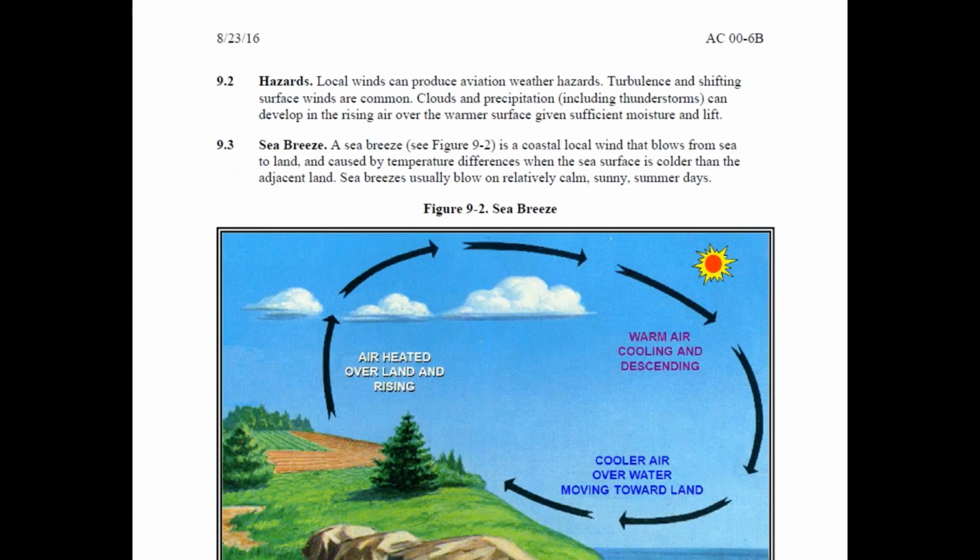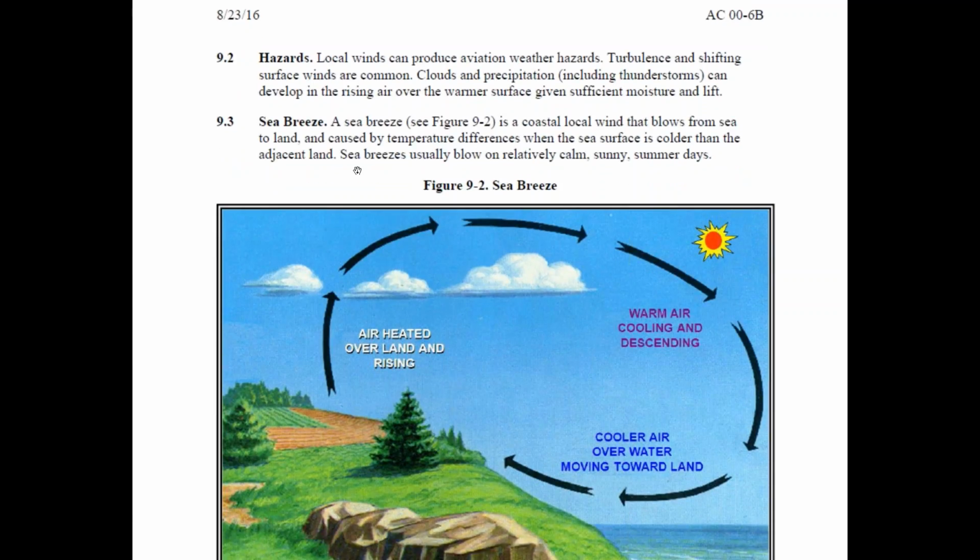So let's see, hazards. Local winds can produce aviation weather hazards. Turbulence and shifting surface winds are common. Clouds and precipitation, including thunderstorms, can develop in rising air over the warmer surface given sufficient moisture and lift.